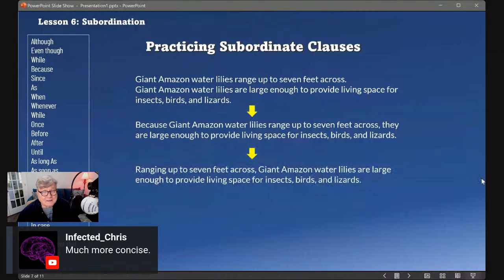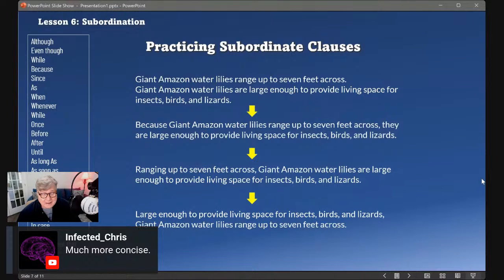But there are other ways of reducing it. And here's one of the beauties of us now being on the 6th lesson in this sentence combining. You now have a range of options. Here we go back to the first lesson that we did. Participles. Ranging up to 7 feet across, giant water lilies are large enough. See how we can now really reduce it down and use its positioning, last part of the sentence, to gain emphasis. We have other options.